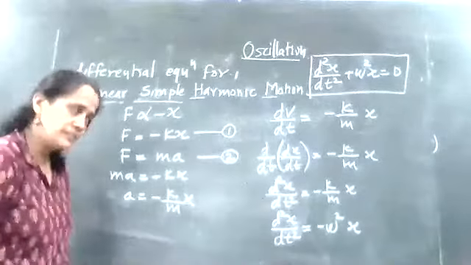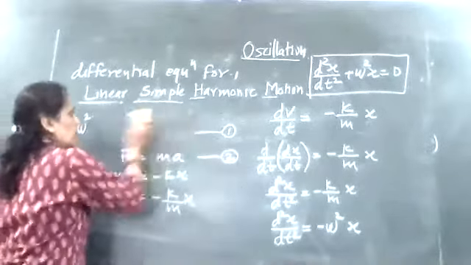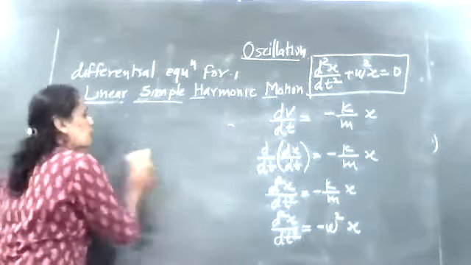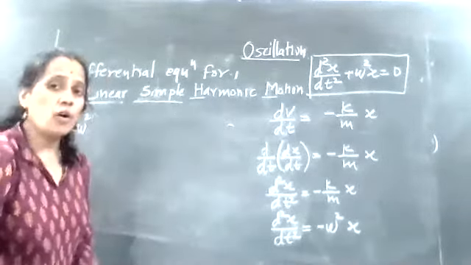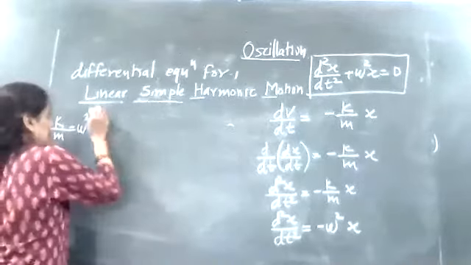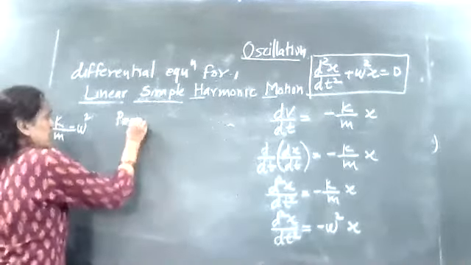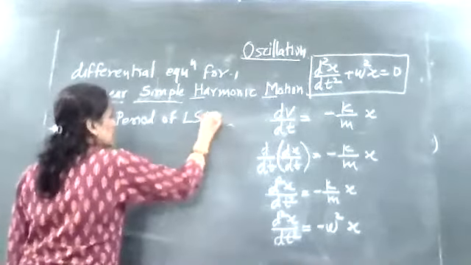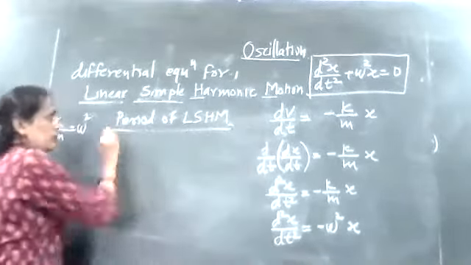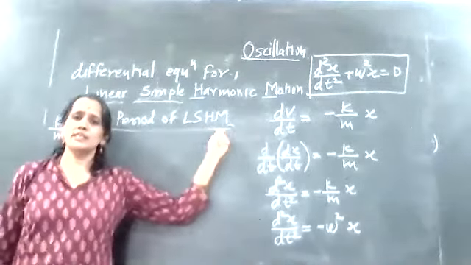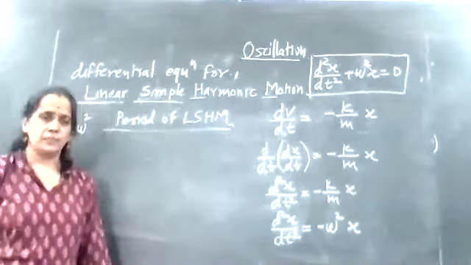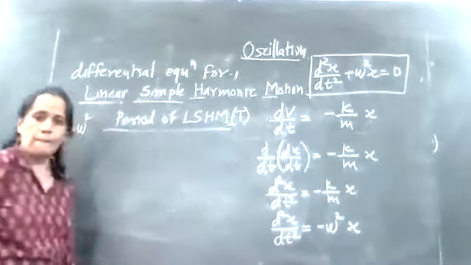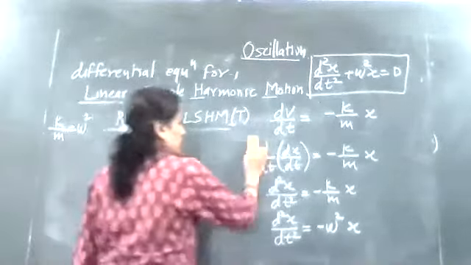Clear? Now, here one more question is there: derive the expression for period of linear SHM. So the next thing I can say is period of linear SHM. Have you got the shortcut? L for linear, SHM for simple harmonic motion. I want the period. Period means capital T. So this capital T now you want.